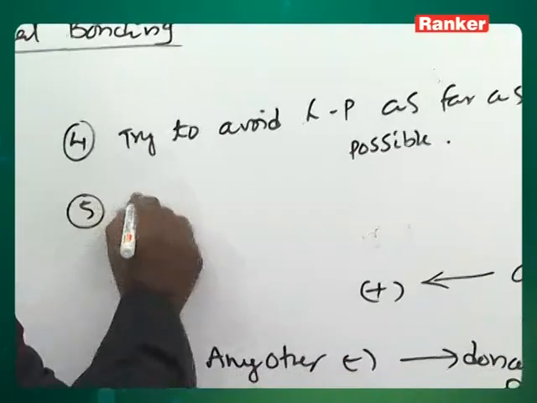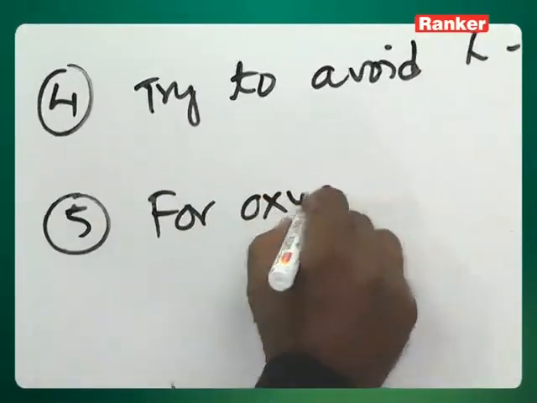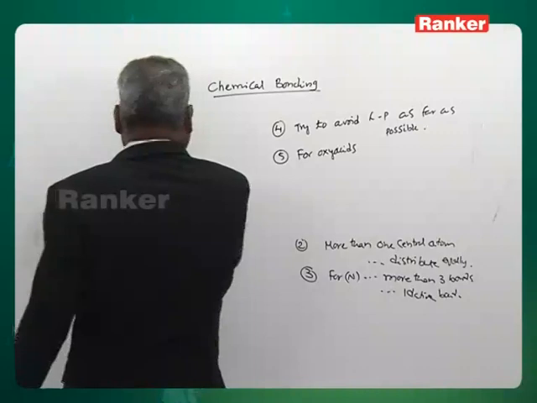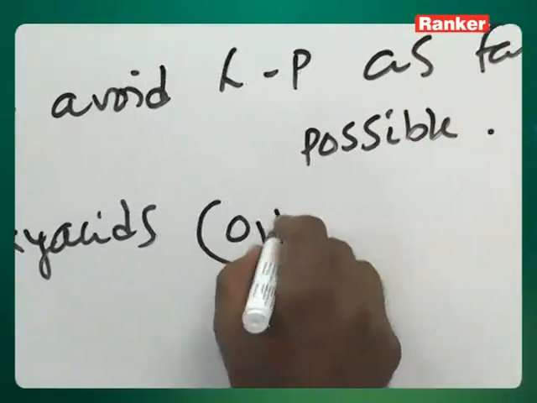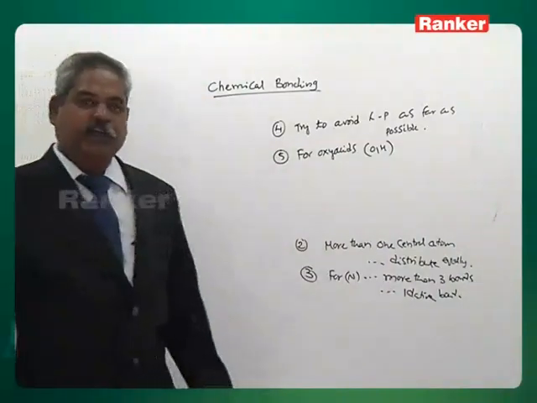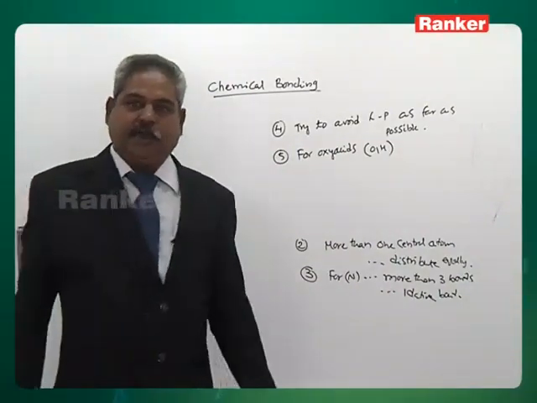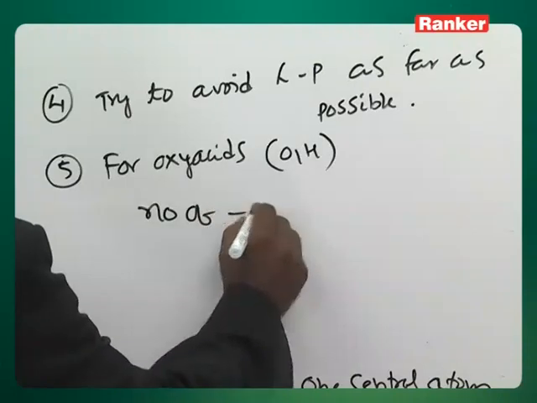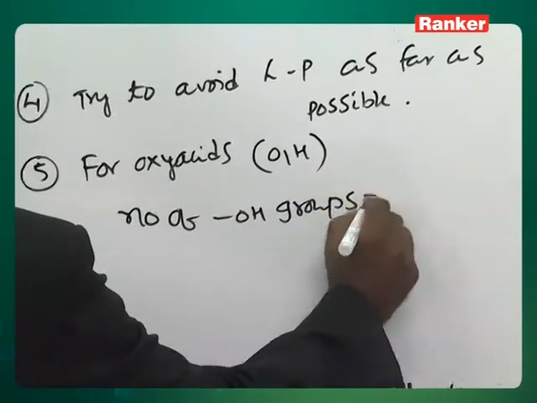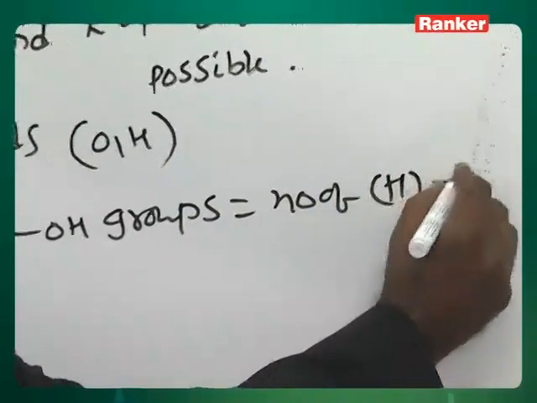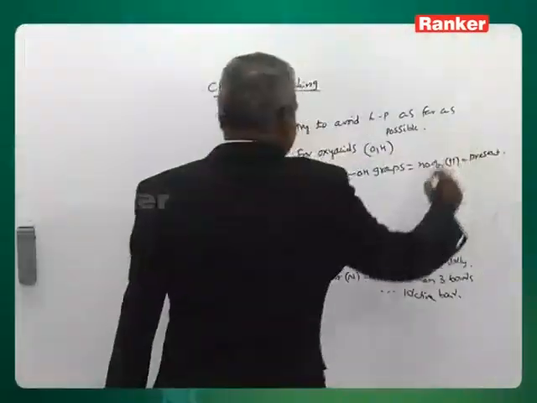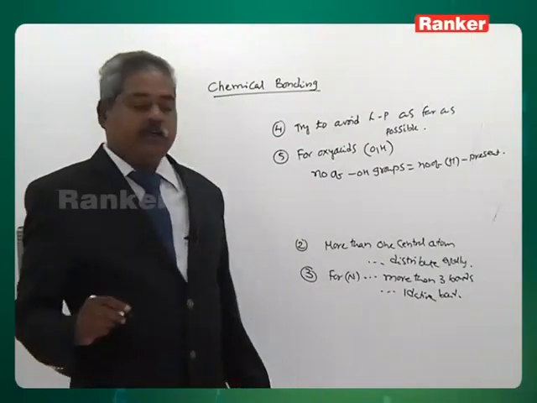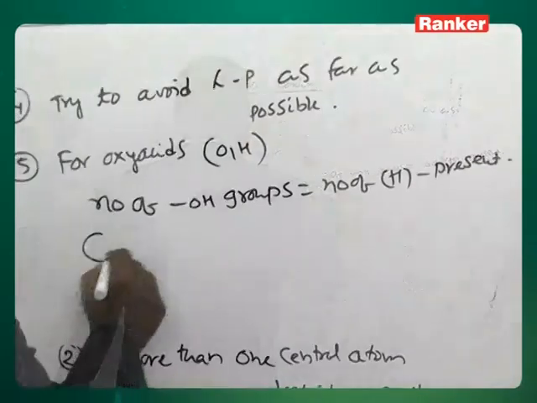Five. For oxy acids, what are oxy acids? Acids which have both oxygen and hydrogen. H2SO4 is an oxy acid. H3PO4 is an oxy acid. For oxy acids, number of OH groups is equal to number of hydrogens present. There is the matter. Of course, we have nearly 60-70 oxy acids, and in the case of just 3 of the acids, they are an exception.